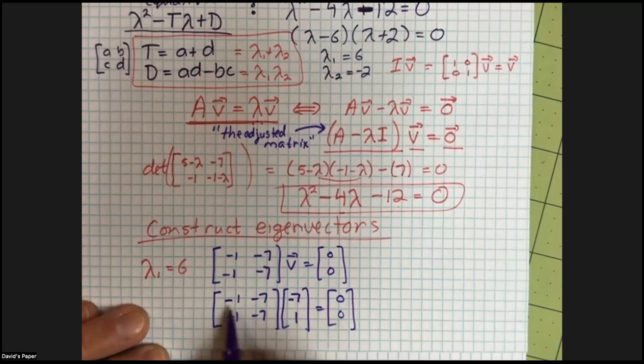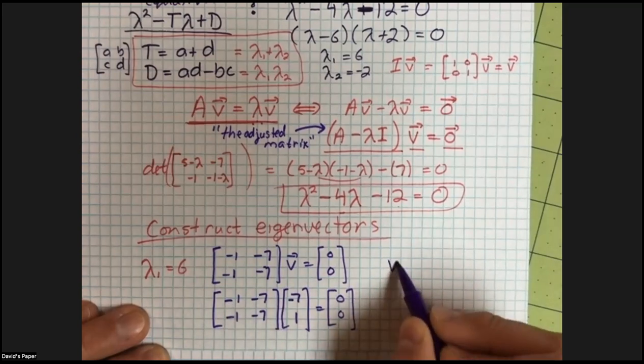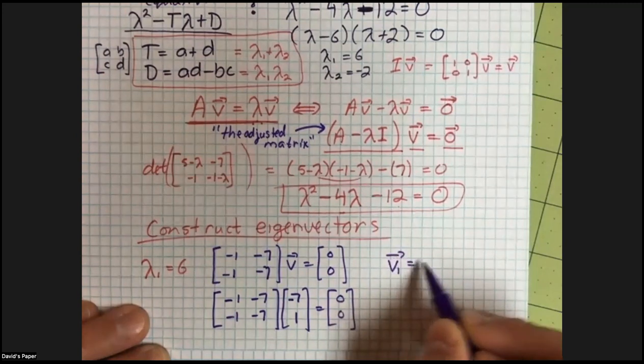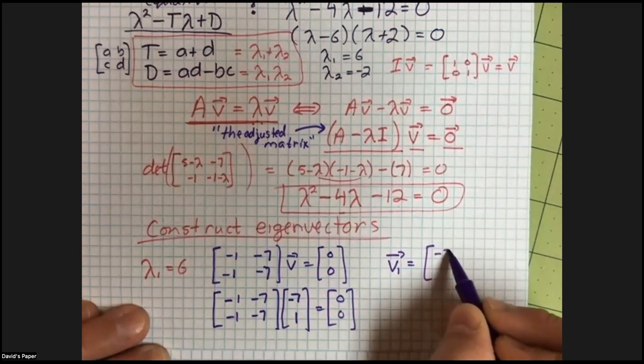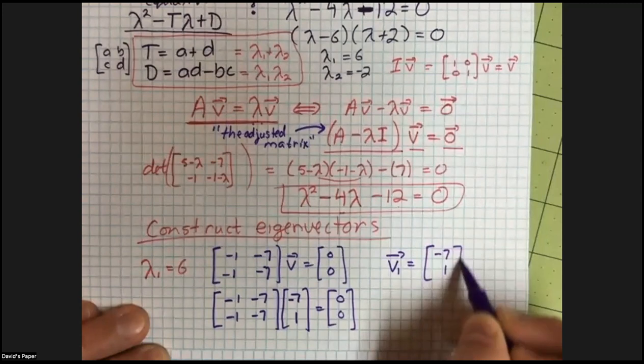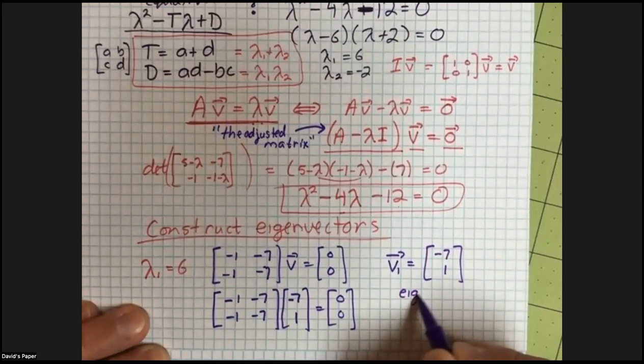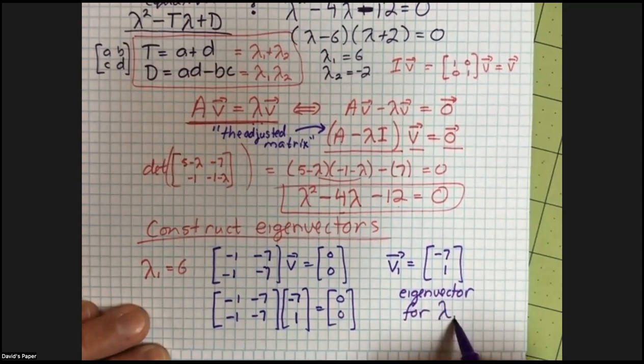I could either switch the minus 1 and minus 7 and change the sign on the 1, or flip the minus 1 and minus 7, change the sign on the 7. I chose to change the sign on the 1. There's no doubt that when I multiply these two matrices, I get 0. So V1, which is minus 7, 1, is an eigenvector for the eigenvalue of 6.